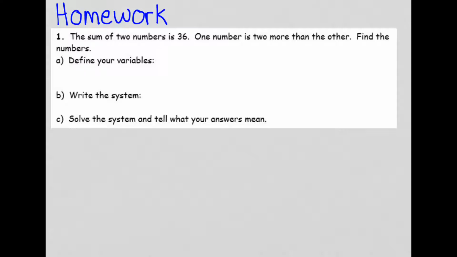So the sum of two numbers is 36. One number is 2 more than the other. What are the numbers? Well, I don't know. Let's define our variables. X and Y are going to be the letters I use to represent my numbers. You can use whatever letters you want. A and B, M and N, W and Q. Like, I don't care. But I chose X and Y.